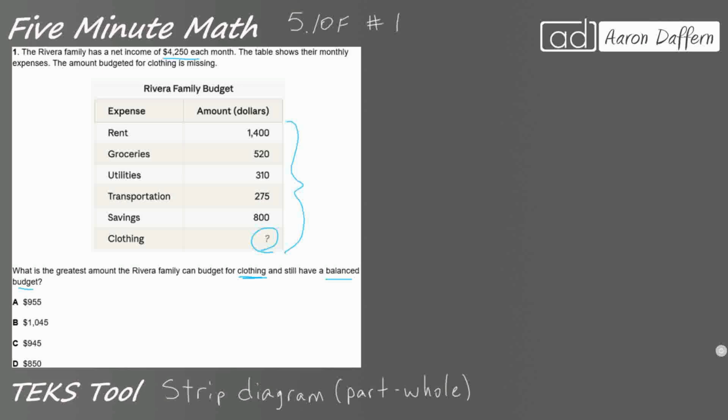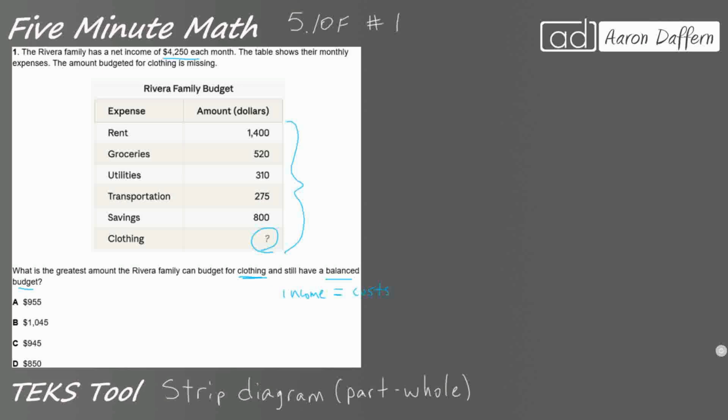Balanced budget means that it is equal, right? So your income is going to equal your costs or your expenditures. So you don't spend more than you bring in. And so we want to figure out how much they can put into clothing without going over that $4,250.